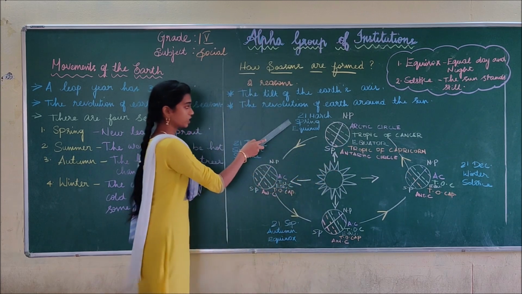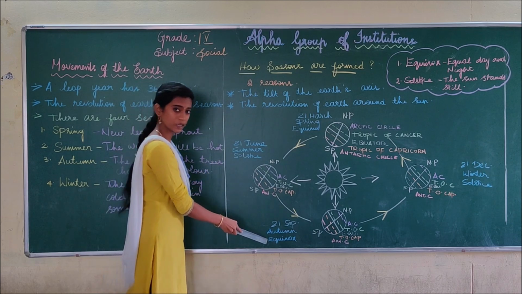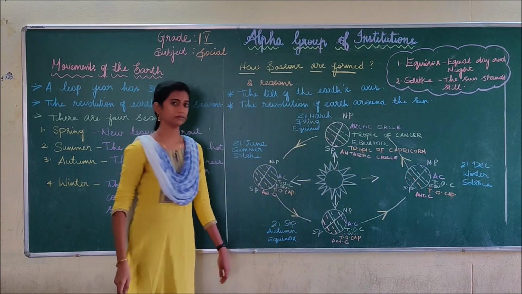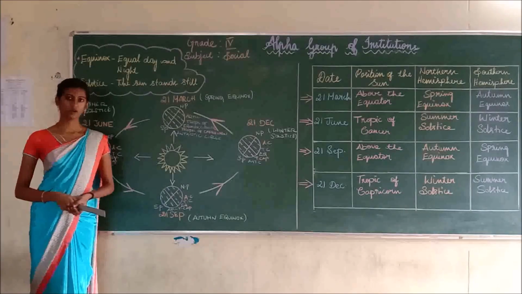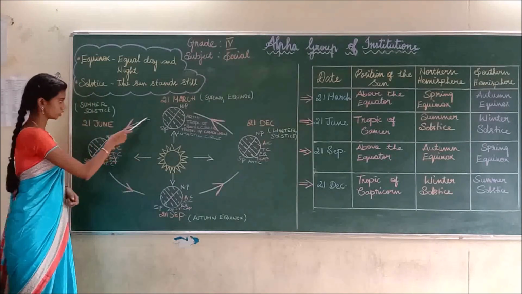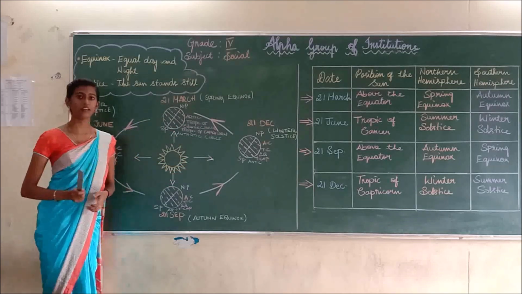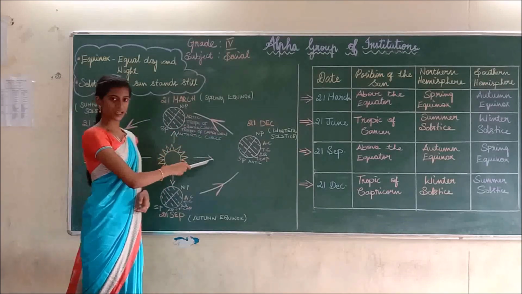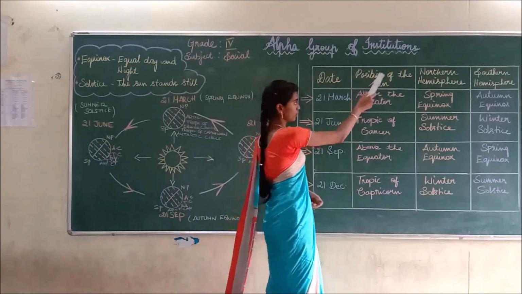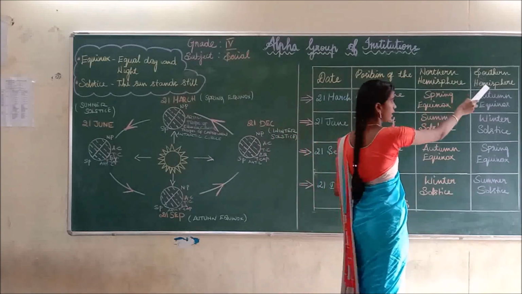So the first season is the spring season. Next, the summer. Next, the autumn. And at last, the winter. Okay. So the seasons are formed by the revolution. It comes in this direction. Now let us study by comparing this diagram with this table. Day, position of the sun, northern hemisphere, southern hemisphere.